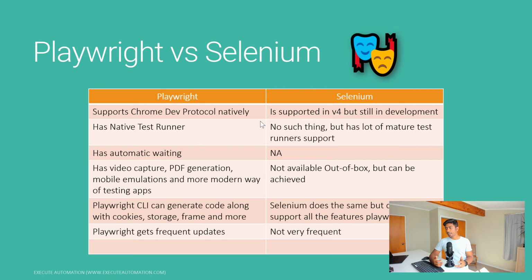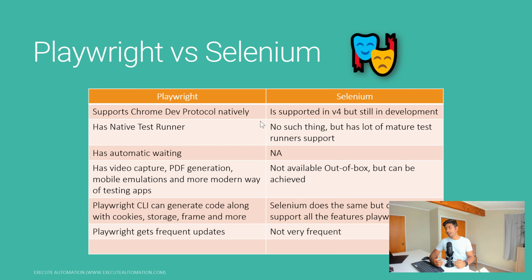And Playwright CLI can generate code along with cookies, storage, frames, and more. Whereas Selenium has something called a recorder, but it won't actually generate cookies or storage for you out of the box. You need to do it manually at the moment, not from the Selenium IDE. You can actually do that, and Playwright actually does it for you.